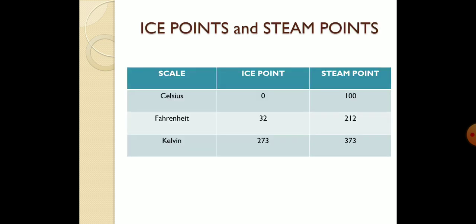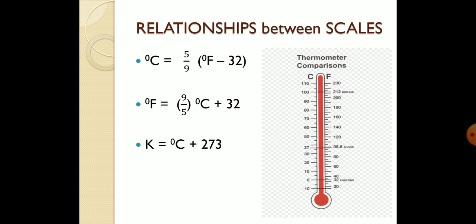Now, what are the ice points and the steam points in three different scales? In Celsius, it is 0 and 100. In Fahrenheit, it is 32 and 212. And in Kelvin, it is 273 and 373. This is very important. You should learn this because you will be getting this in match, fill-ups or in any 1 mark question.